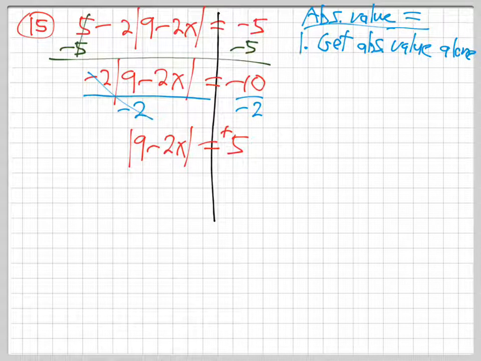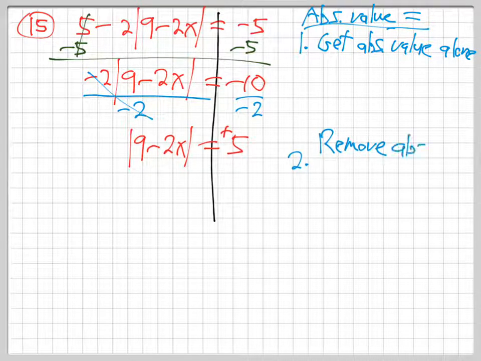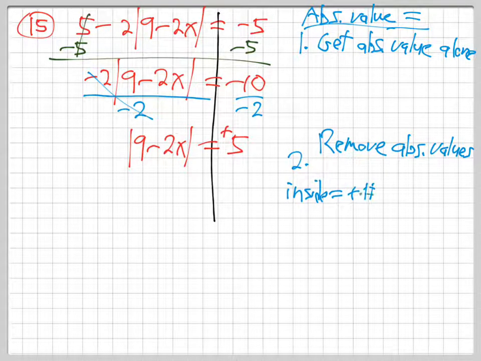And now step 2 is you remove the absolute values and you write inside equal to the positive number or inside equal to the negative number. So let's do that.